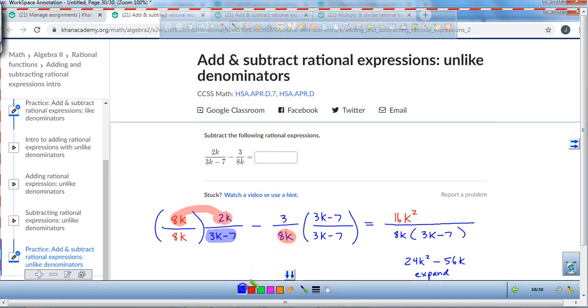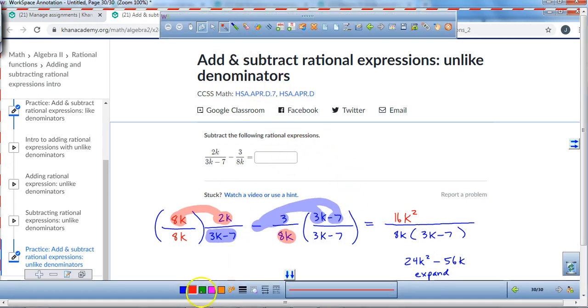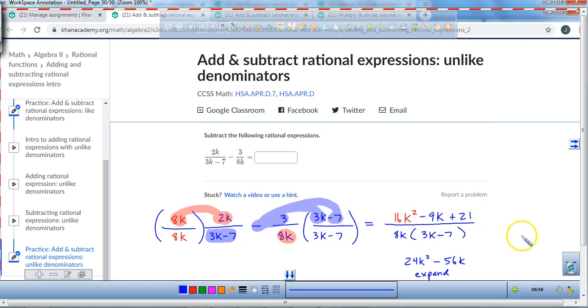We're going to take this negative 3. We're going to distribute it to the 3k, and then we're going to distribute it also to that minus 7. So let's take a look at that one. Here we go. So negative 3 times 3k, that's negative 9k. All right, and a negative 3 times a negative 7 is a positive 21.